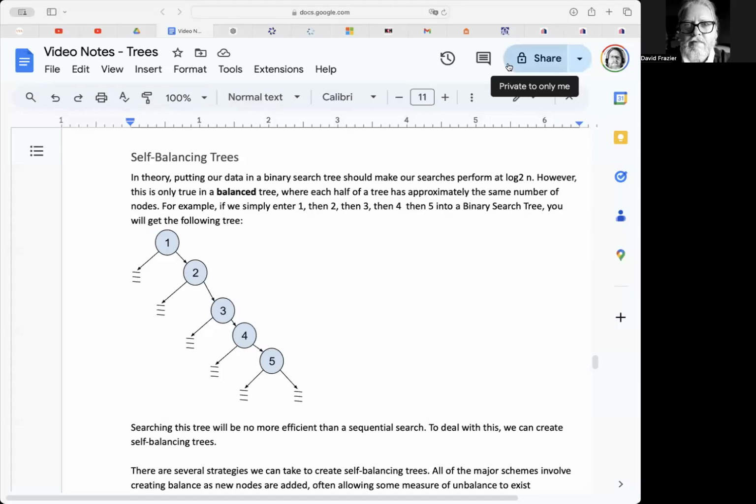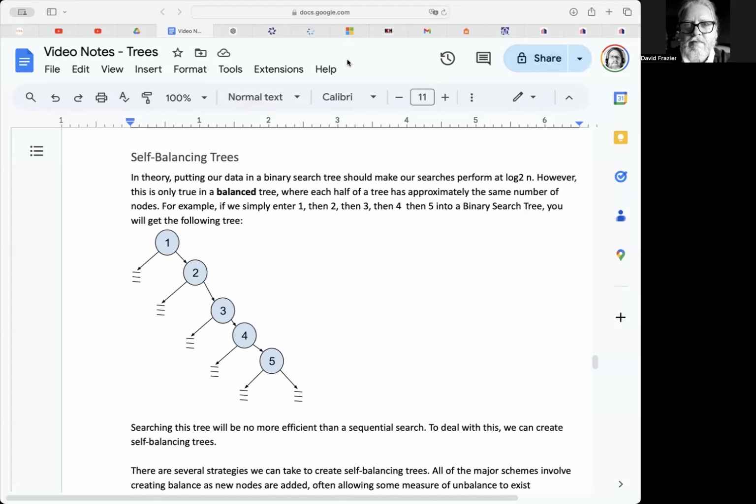This video is going to be our last video on trees. As we mentioned at the end of the video on binary search trees, the efficiency of the search on a binary search tree is dependent on whether or not the tree is balanced. If the tree is balanced, then we can expect to get the most efficient possible search in the log n time range, big O.